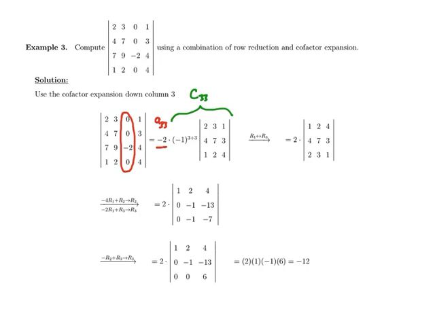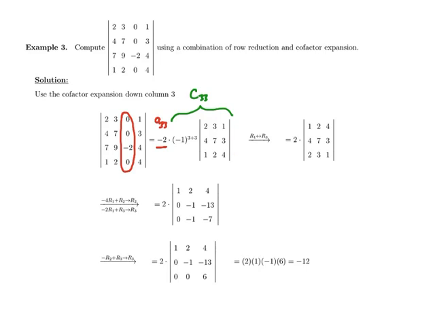And now I'm going to do some row reducing to get it down to upper triangular form. I'm going to row swap row 1 and row 3 to get a positive 1 in the top left corner. But when I do that, I have to multiply my determinant by a negative 1. That's where this negative 2 becomes a positive 2 on the outside.